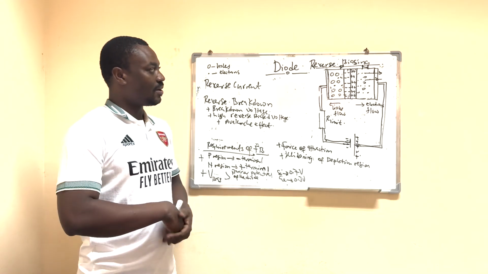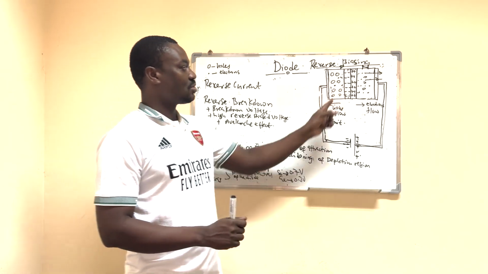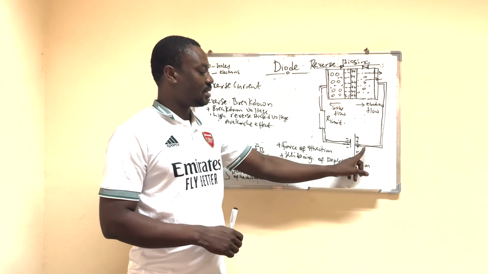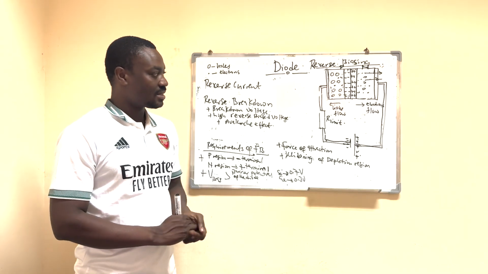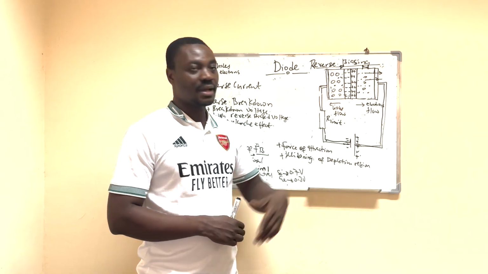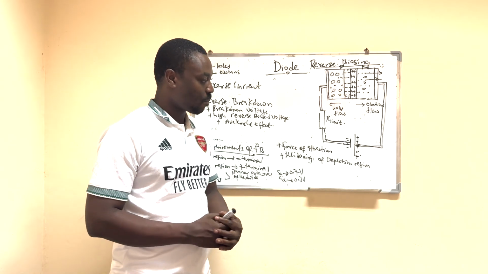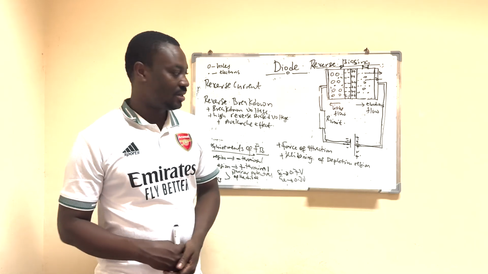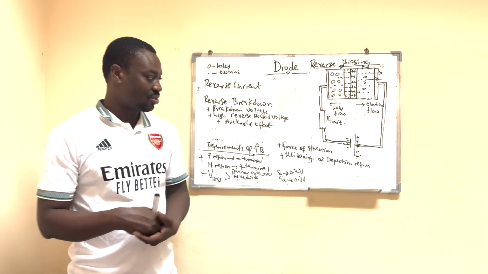Now, when you talk about reverse biasing, like I already indicated, the main thing is that you make sure the N region, the cathode, is connected to the positive terminal, and the P region is connected to the negative terminal. As a result, the electrons, which are majority in the N region, are pulled down to the positive terminal, and the holes, which are majority in the P region, will try to come to the negative terminal because of what? The force of attraction.